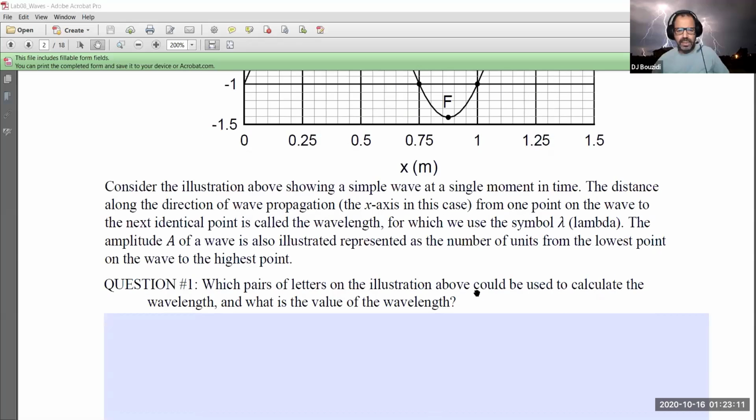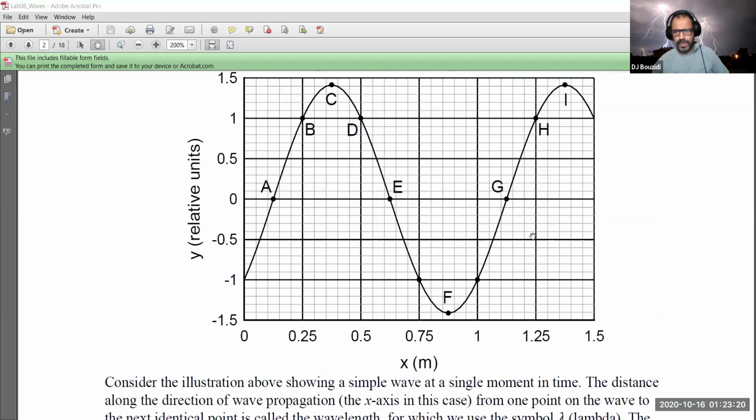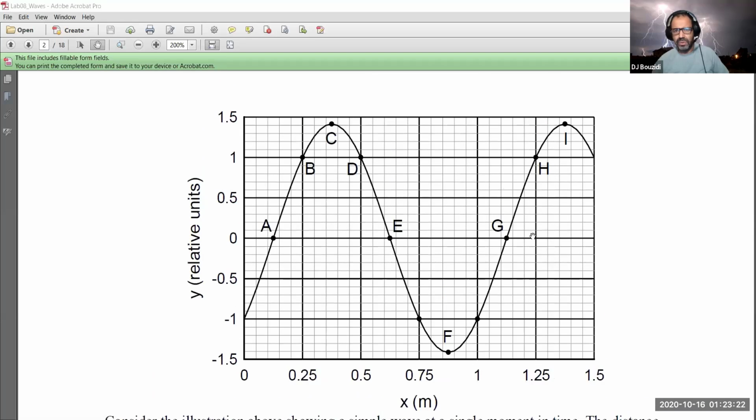I'm counting on you guys to read the instructions more. And let's get into the question. Which pairs of letters on the illustration could be used to calculate the wavelength, and what is the wavelength of the wave? I already gave you the answer to this question.